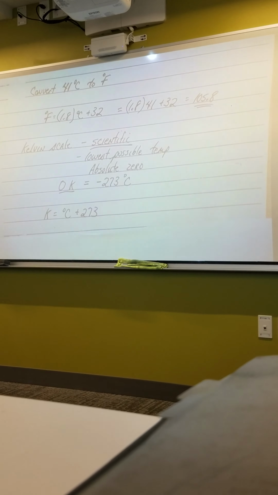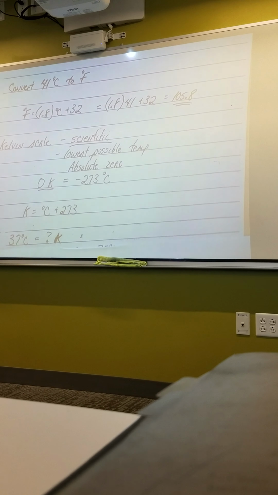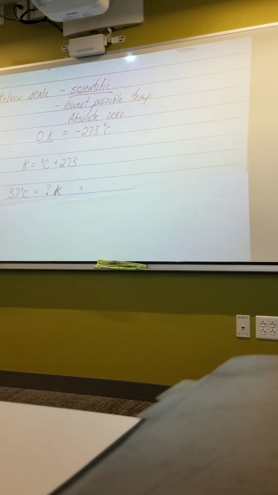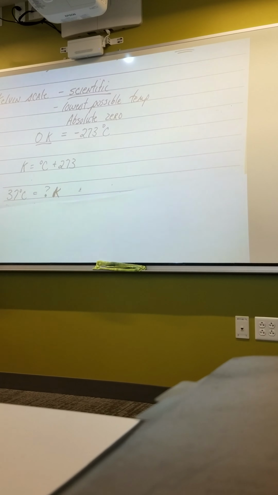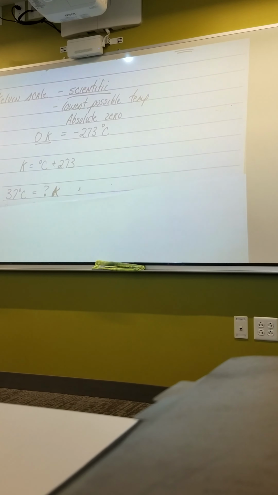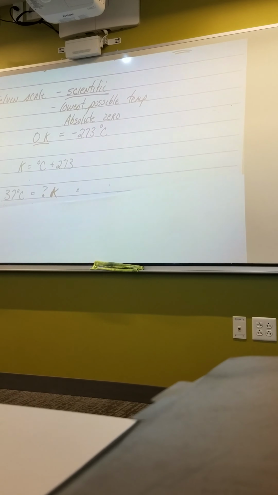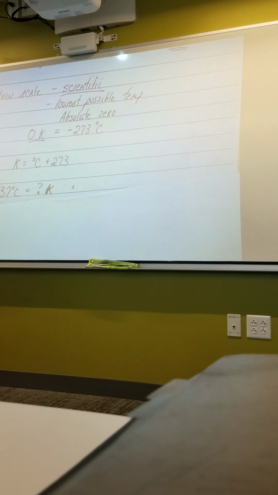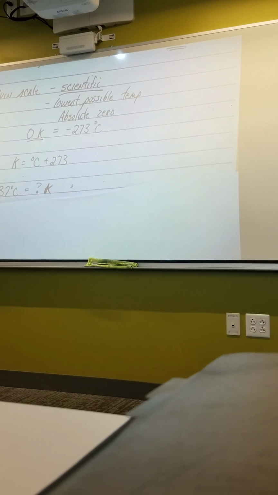All right, so what would this one be? I got 37 degrees C. How many Kelvin would that be? Just add 273 to it. That's a pretty easy one. What'd you guys get for that one? 310. I got 310. Very good. Good job.